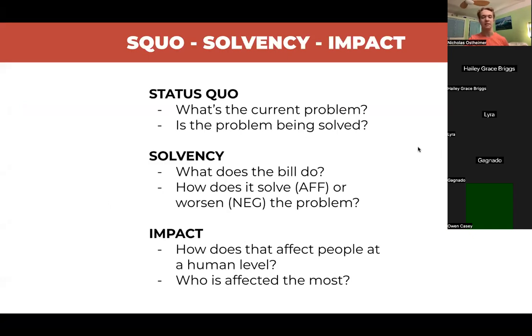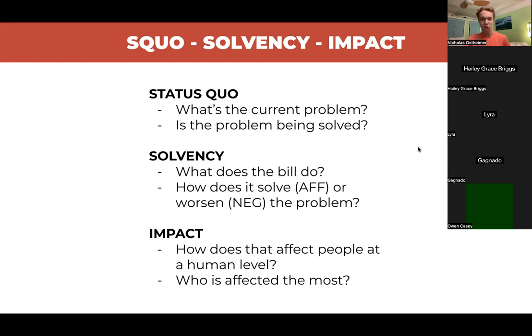All right, and I already mentioned all this, so let's skip to the bottom and impact. That question, how does that affect people at a human level? This is another one of the most important things you can do in your impact section. You want to humanize. Let's say I'm speaking on a minimum wage bill, and I say that increasing the minimum wage is going to increase inflation, which is going to make the inflation rate higher.